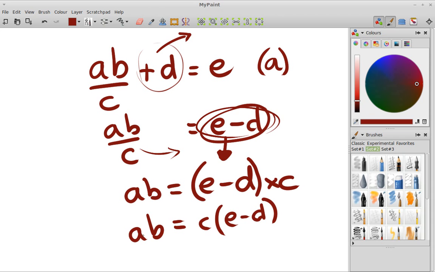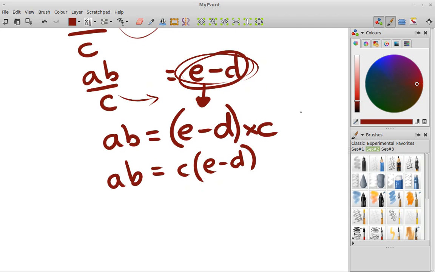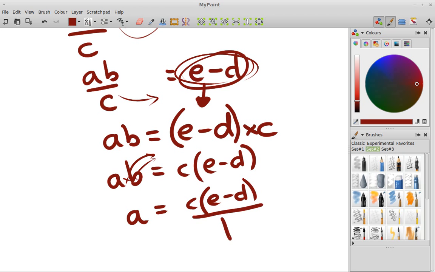But we still haven't got A on its own yet. We've still got this times by B problem. But of course, we can overcome that problem, because when you take a times B across, it's going to become divided by. And because all of this is already there, it's all going to get divided by B. So in this case, we're going to be left with A equals C, effectively times by E minus D. And then it's all already there, so we're taking B across, so it's all going to get divided by B. That's more or less how it works.